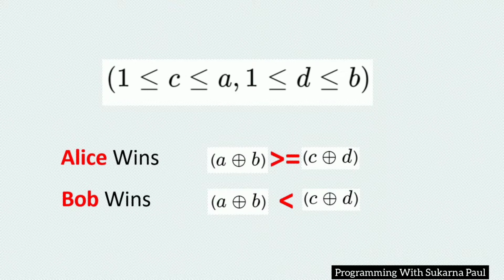The winning condition for this game is if a XOR b is greater or equal c XOR d, then Alice will be the winner. Otherwise, if c XOR d is greater than a XOR b, then Bob will be the winner. Alice has already chosen two integers a and b. Now we have to find if it is possible to find two integers c and d with the given conditions such that Bob wins the game.